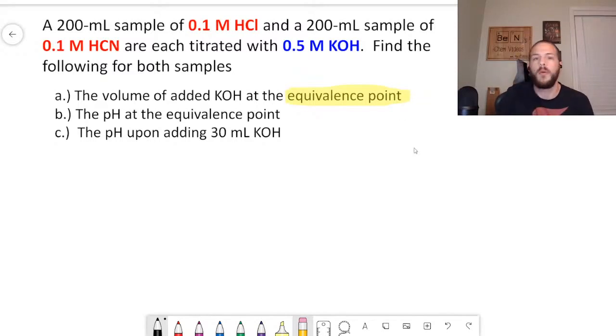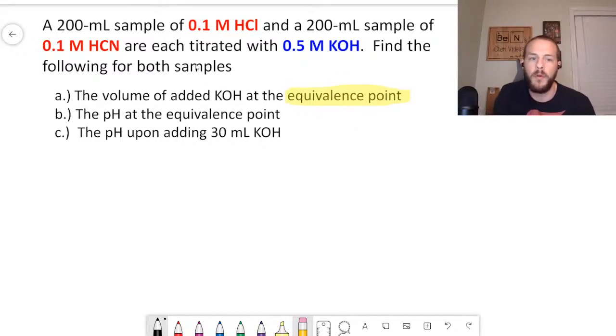Okay, so the equivalence point is the point at which the number of moles of acid is equal to the number of moles of base, right? And it's the same regardless of whether you have a strong or a weak acid. So moles is just moles. You can have X moles of strong acid. You could also have X moles of weak acid, right?